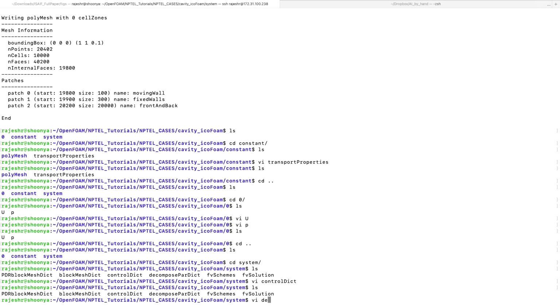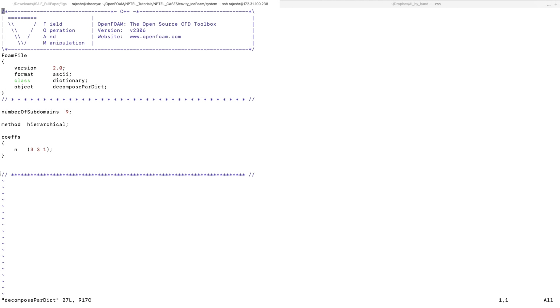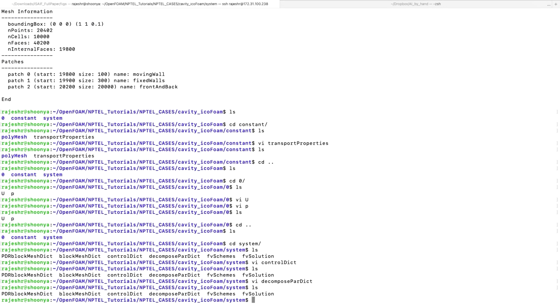There is also this decomposeParDict, which I will not go into detail, but you can divide the computational domain into different parts. For example, here we can make 3 parts in x and 3 parts in y, so the total number of subdomains will be 9.